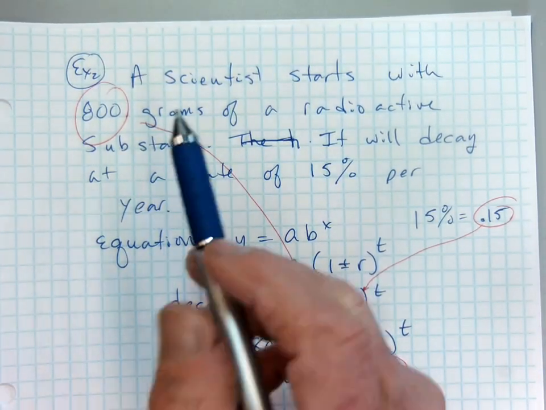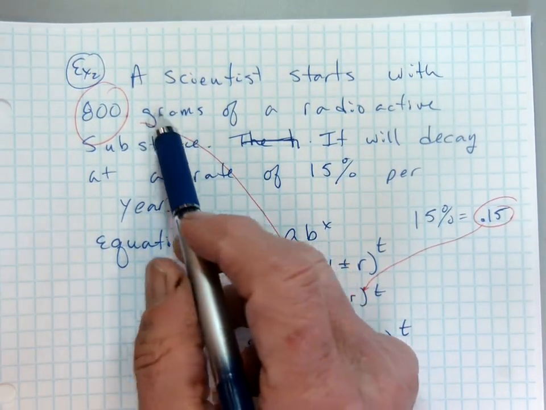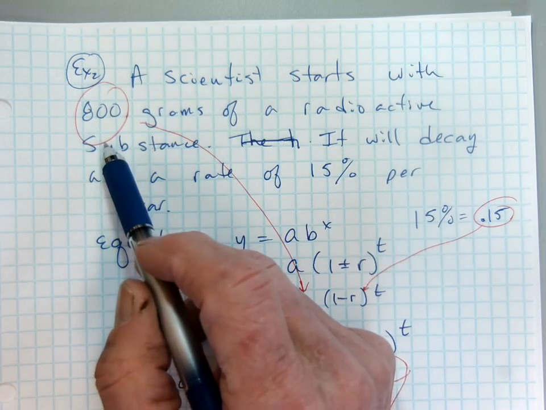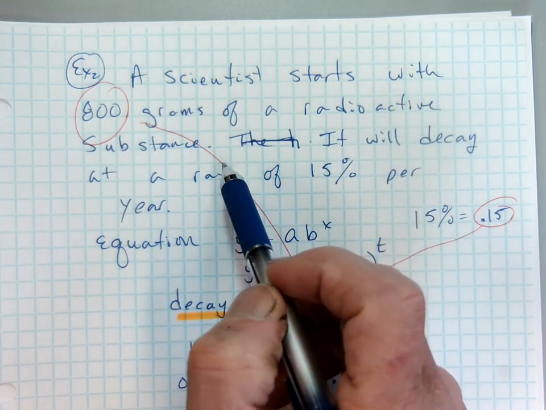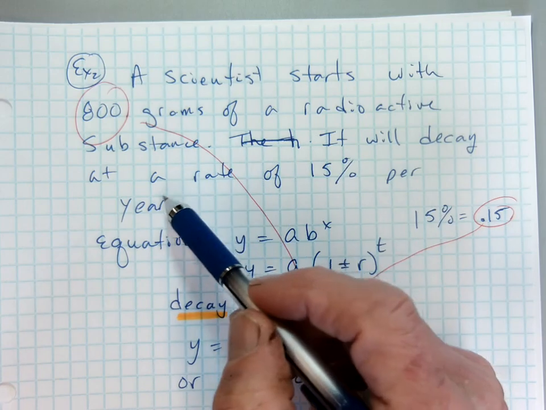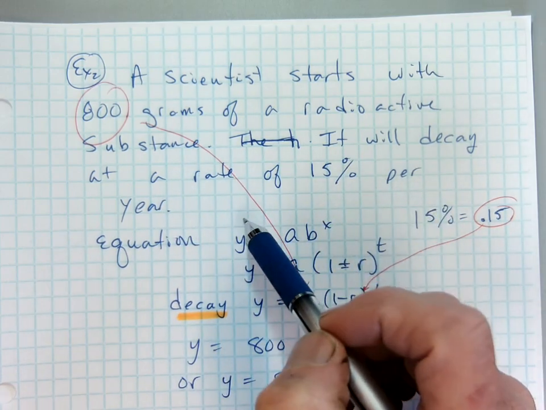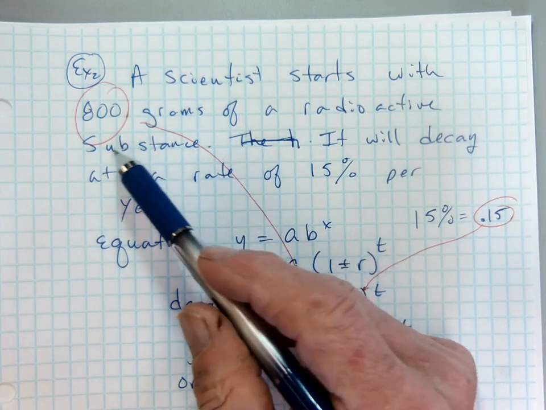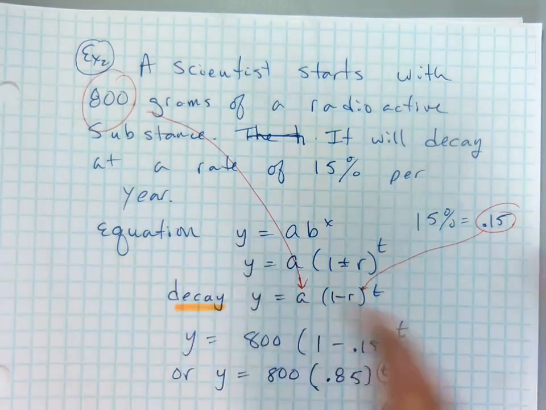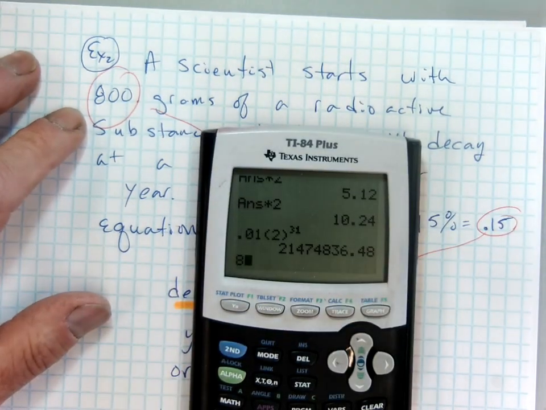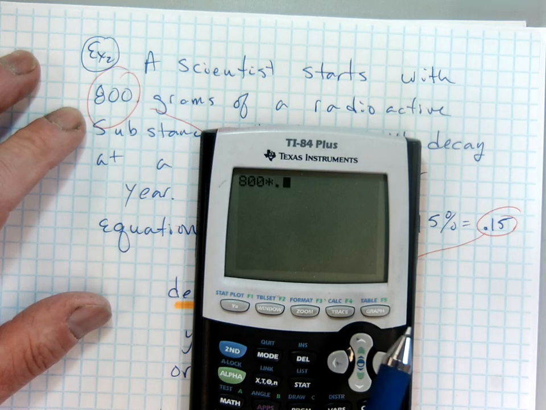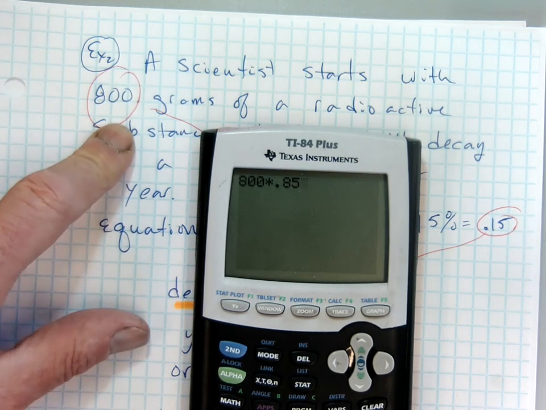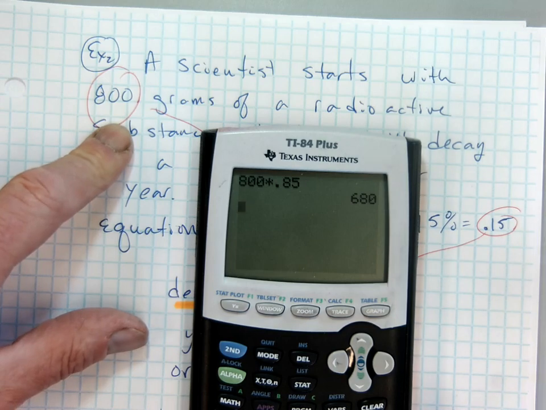So we start with a problem I made up. It's all pretend, but a scientist starts with 800 grams of a radioactive substance. This substance will decay at a rate of 15% per year, so it's going to get smaller. So you're going to take 800. So I said, okay, we'll take our 800, clear this, and we'll multiply it times 0.85, because that's less than 15%. Goes to 680, okay?